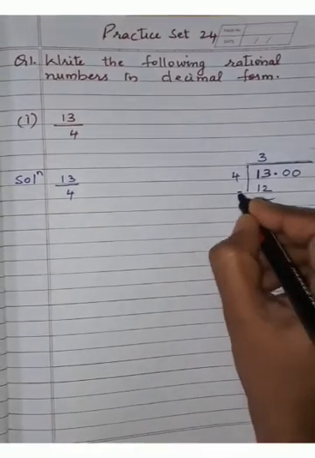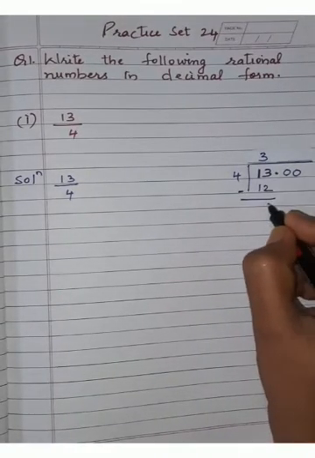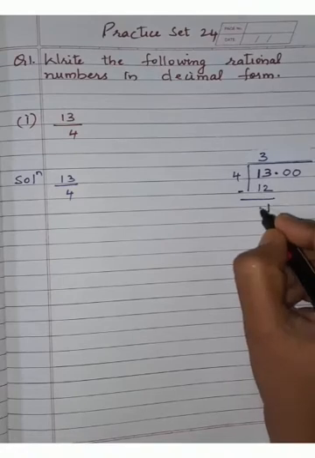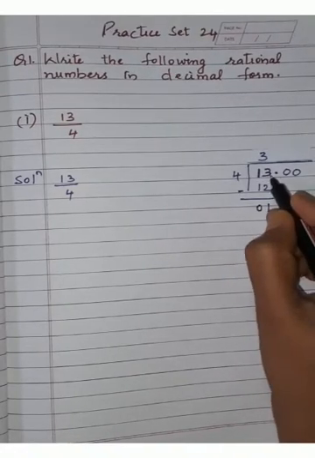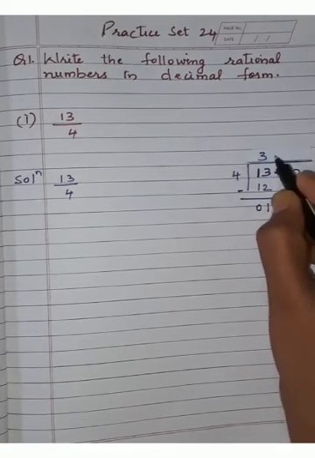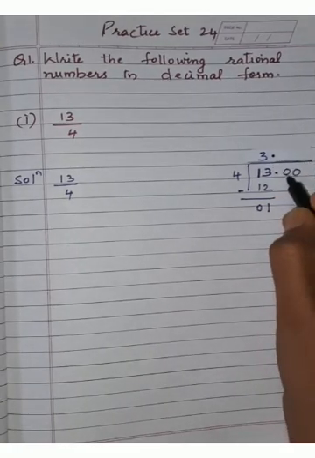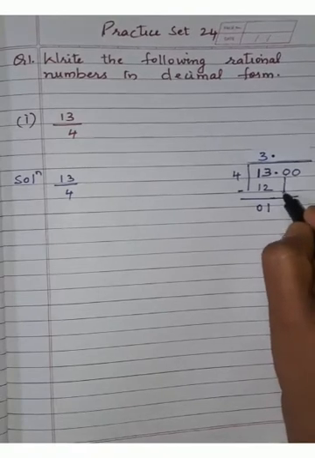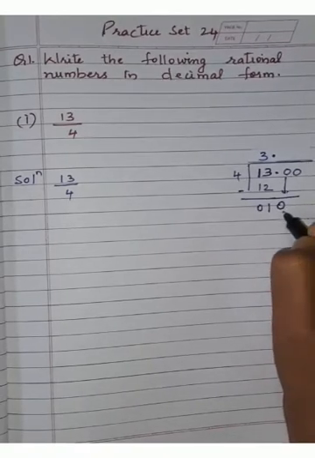Okay, now subtract this. So 3 minus 2 is 1, and this is 1 minus 1 is 0. And here children, since we have finished with the dividing 13, here we have decimal point. So put a decimal point over here. Okay, now here we have one 0. This 0 you bring it down. So we got here 10.